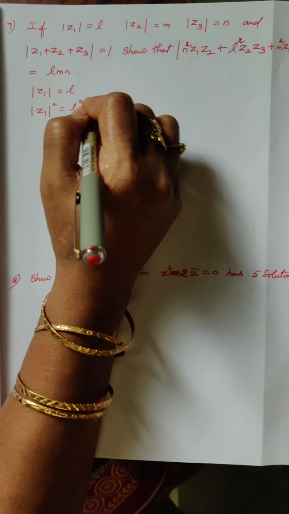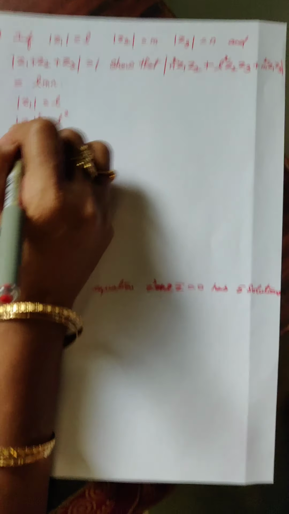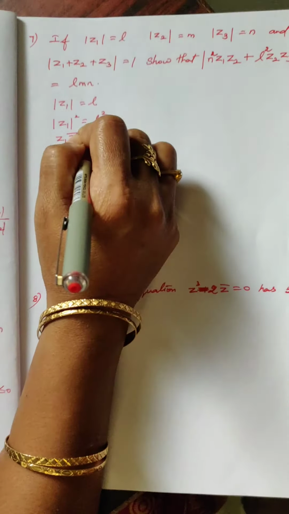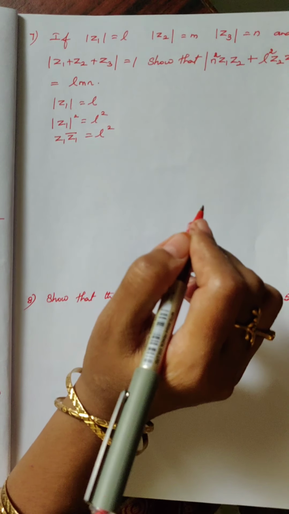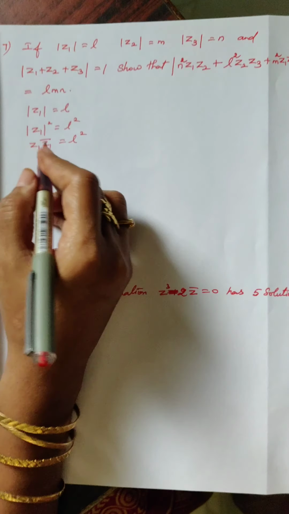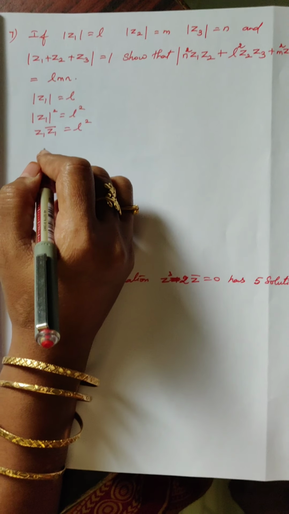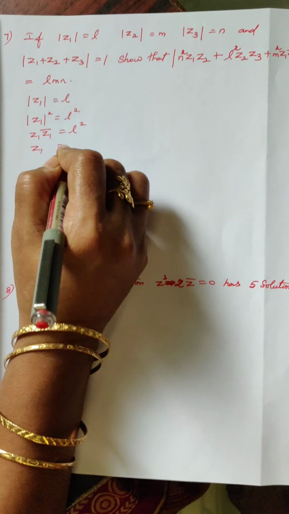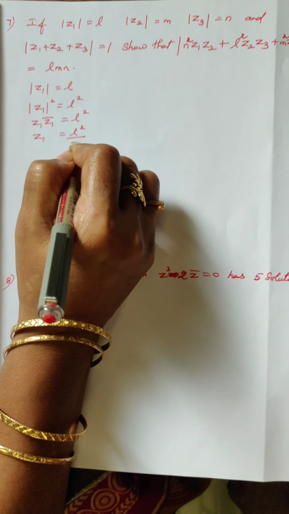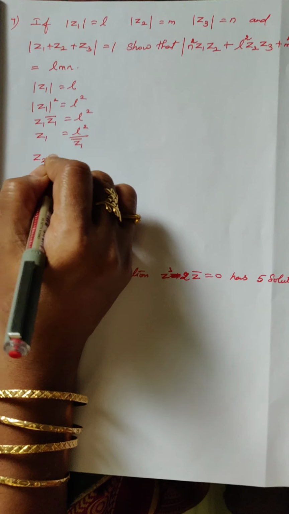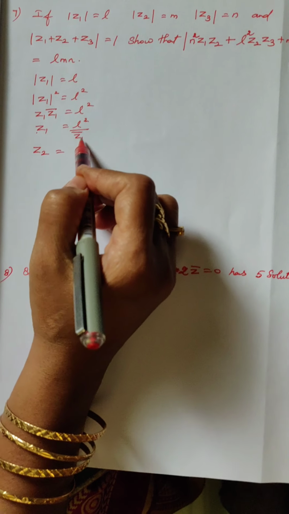Is it clear? So modulus of z1 square is equal to l square, and modulus of z1 square is z1 into z1 bar, equal to l square. Is it clear now? So I want to find out z1, z2. There is no bar here. So I am going to write z1 equal to l square by z1 bar.